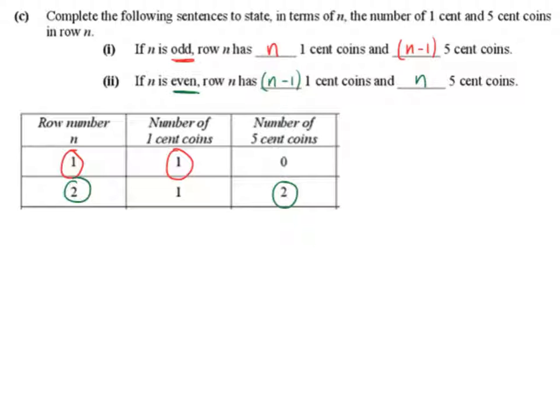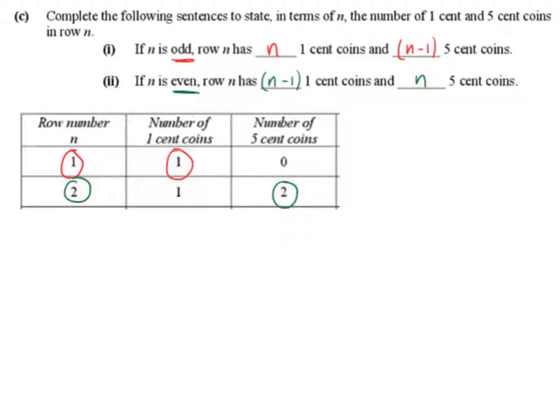So if we just take our first two rows and have a look at the number of 1 cent coins and the number of 5 cent coins. In row 1, we had one 1 cent coin and 0 5 cent coins. And in row 2, we had one 1 cent coin and two 5 cent coins. So we're going to use this to help us fill in these blanks.